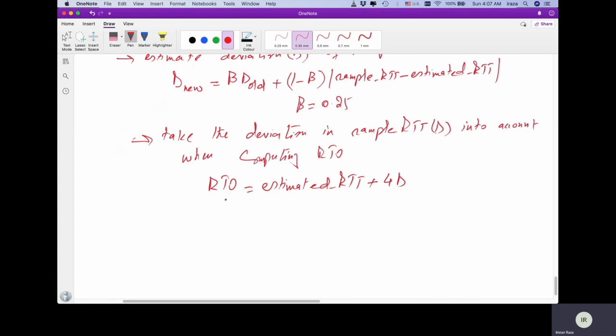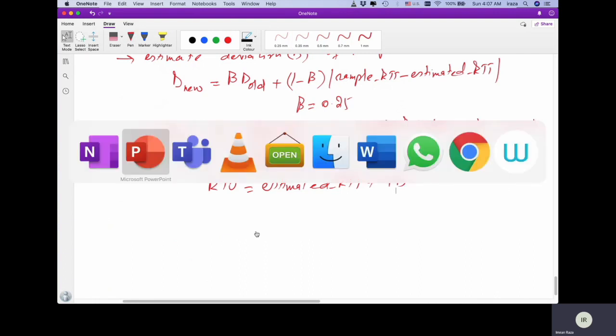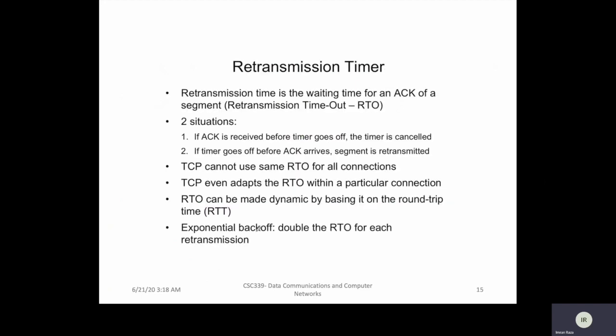So this is how we calculate the retransmission timeout. Now this retransmission timeout takes into consideration not only the varying RTT, by calculating the estimated RTT, but also the deviation in sample RTT, using this formula. So this is how retransmission timeout is calculated. So let's go back to the slide set. We were talking about the first timer, which is the retransmission timeout.